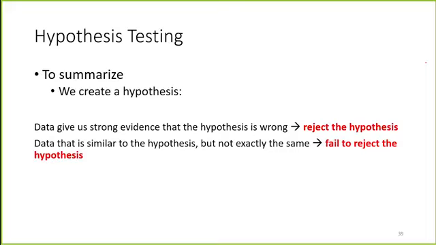Summarize. To do hypothesis testing, you need to come up with a hypothesis. Then you do an experiment, you get the data, and that data will be evidence. Whether your evidence is strong enough to say the hypothesis is wrong, but you don't say it like that. You say you reject the hypothesis, or the data is quite similar to the hypothesis but not exactly the same. You will say you fail to reject the hypothesis. Okay.